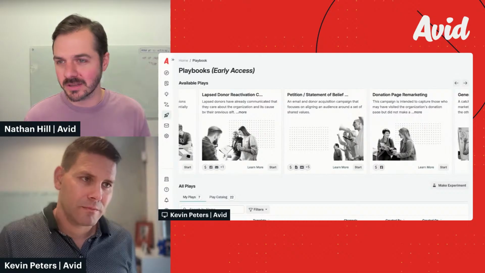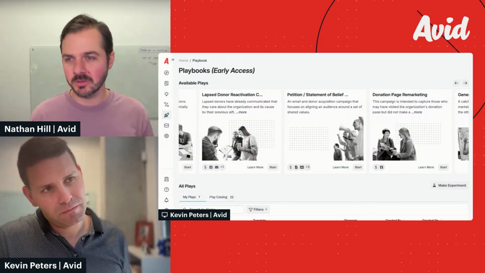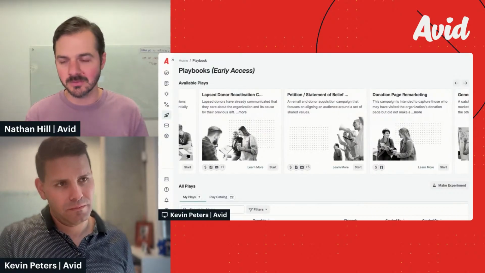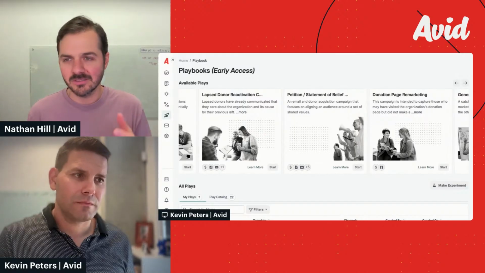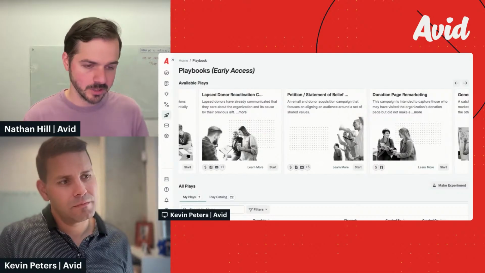And so that's why I'm really excited to see playbooks get in the hands of fundraisers, to multiply their effectiveness by giving them really easy to use tools at their fingertips that, to your point, take away the grunt work to let them focus on the more important things. So lots of cool stuff coming with playbooks.